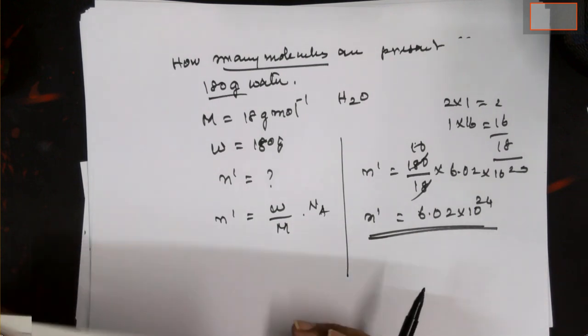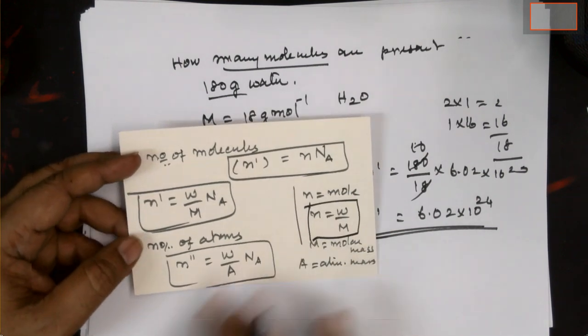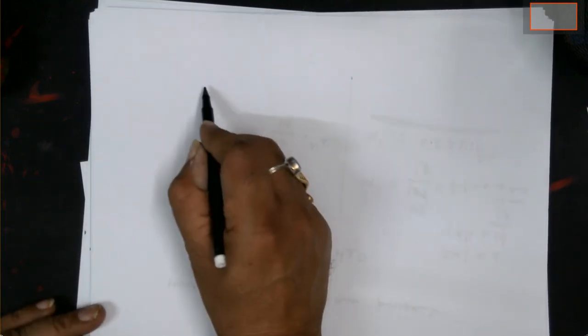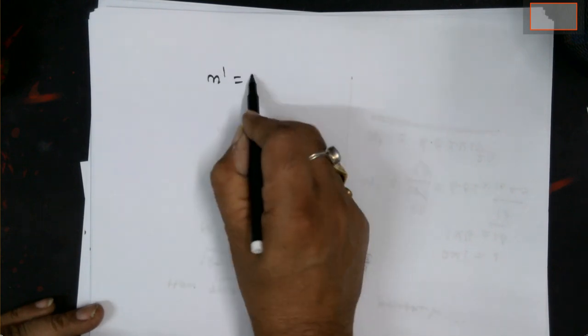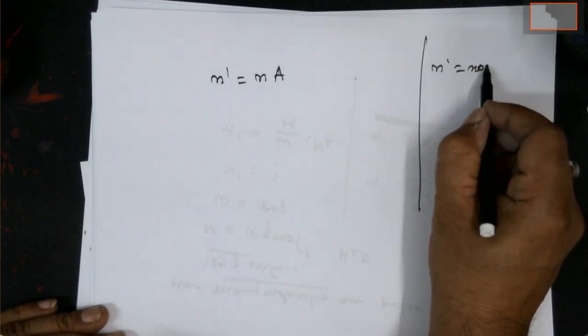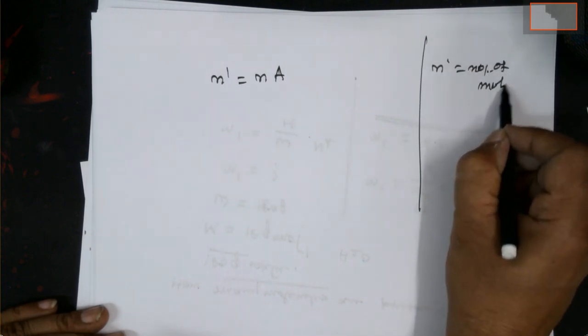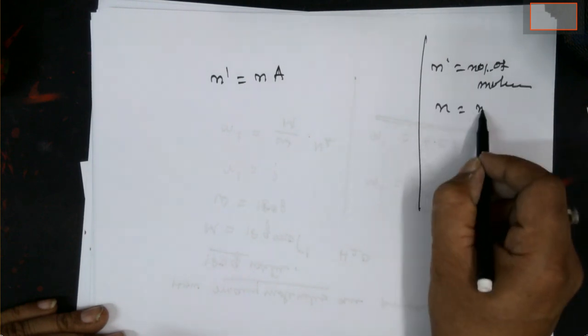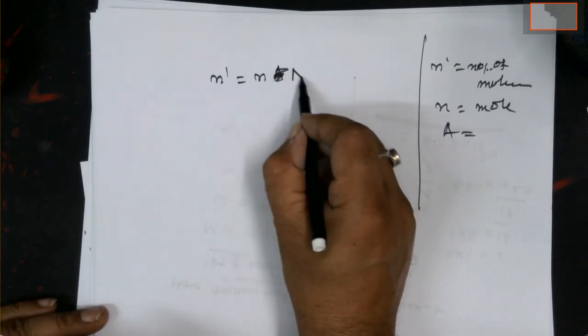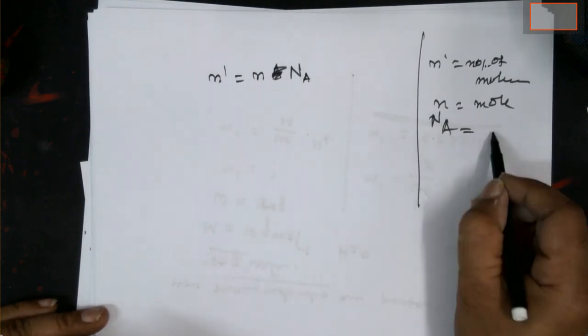Whenever you have such a formula, you should be able to rearrange it effectively so that you can easily arrive at the answer, and you may anticipate different types of questions based on a single formula. See, we have one single formula, n dash is equal to n into Na. We know what n dash is, the number of molecules, is it not? What is n? Mole, the number of moles. What is Na? That is Avogadro's number.